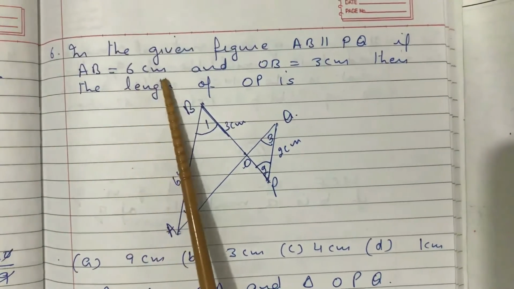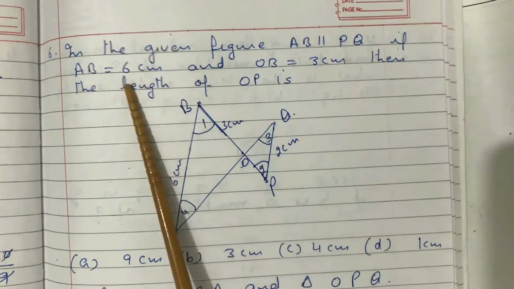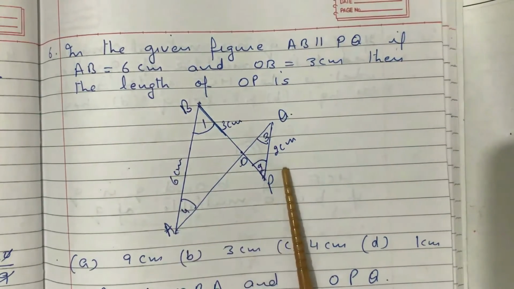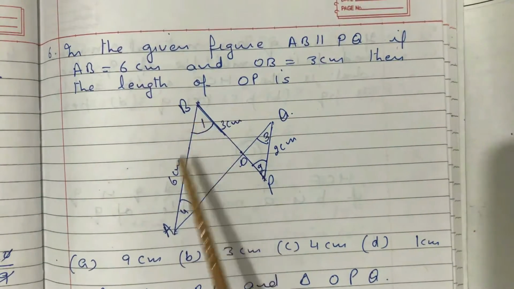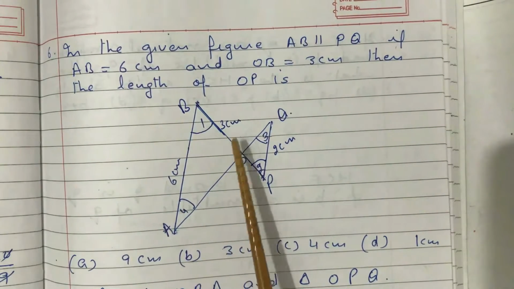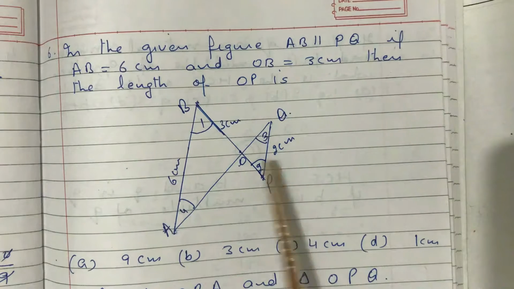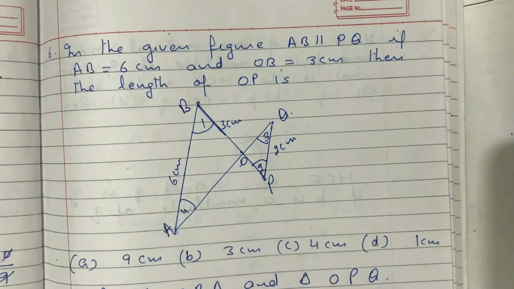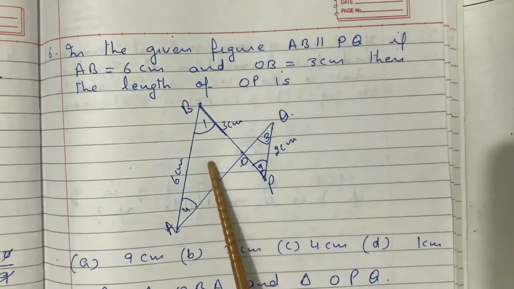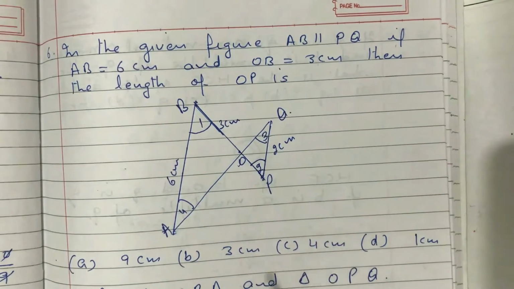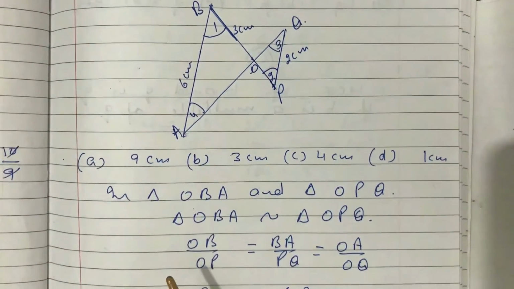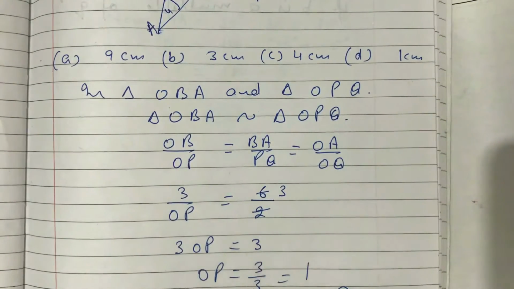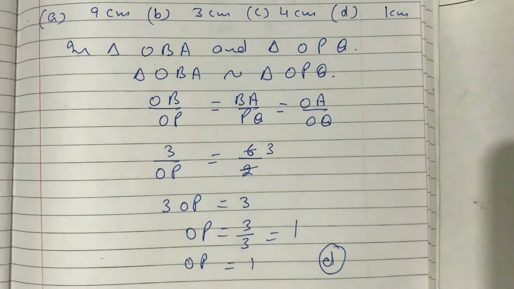Question number 6. In the given figure, AB is parallel to PQ. If AB is 6 cm, OB is 3 cm, then the length of OP is. Now this figure is given to us. AB is 6 cm, OB is 3 cm, and PQ is 2 cm. I am to find the length of OP, and there are 4 options. Now these two triangles are similar triangles, and we can prove it very easily. Their corresponding sides are proportional. Just substitute the values. When you substitute the values, you will get OP is equal to 1. So D is the option.